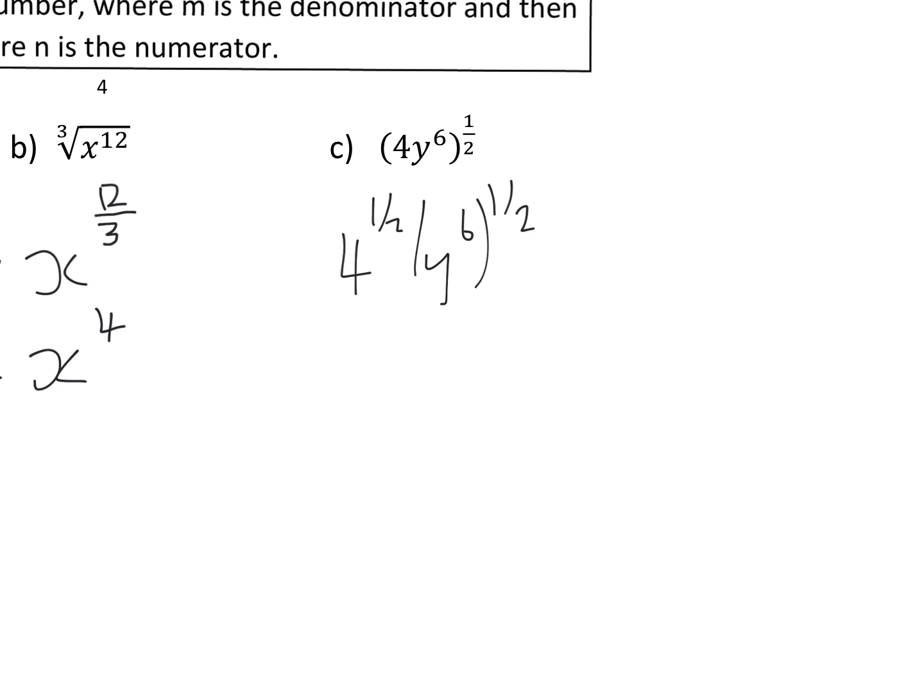4 to the half, well, that's a fraction, so that means a root, where 2 is the root, so I'm square rooting it, or you could just leave that 2 out. And then y to the 6 has been raised to the power of a half. When you raise a power to a power, you multiply those two. So 6 times a half is 3. Now what is the square root of 4? It's 2. And that's it simplified.